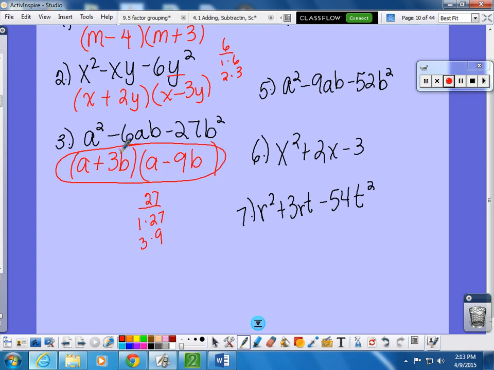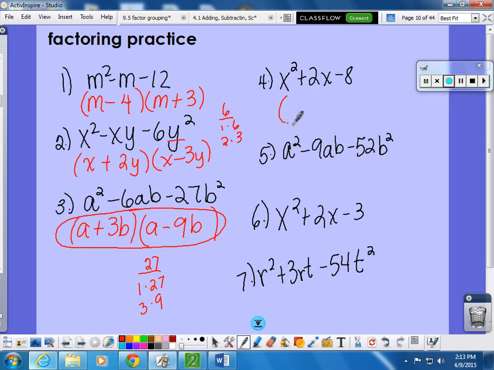How are we doing? Alright, so I'll have different signs again. Alright, I need factors of 8 that I would subtract to get 2. 2 and 4. Okay, so the 4 needs to be positive and the 2 needs to be negative to get me a positive 2 in the middle.